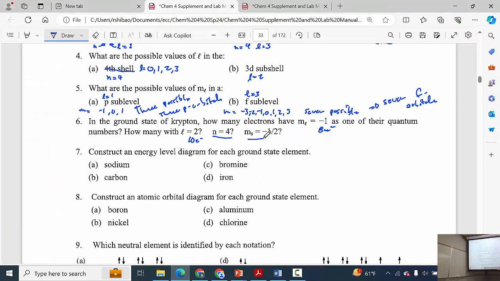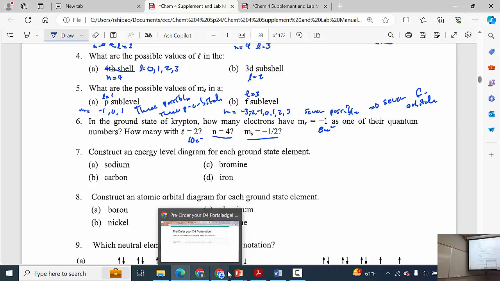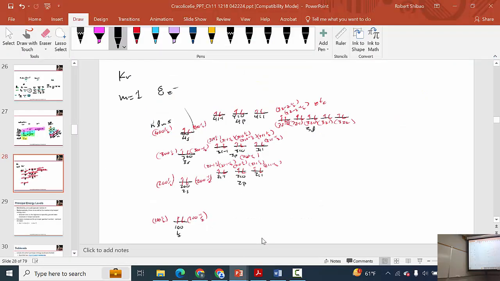How many electrons have S equals minus 1/2? They called it m sub s. I'm just calling it S. How many electrons have S equals minus 1/2? Not 6. Not 4. How many? Krypton has a lot of electrons. Do you know how many electrons krypton has?